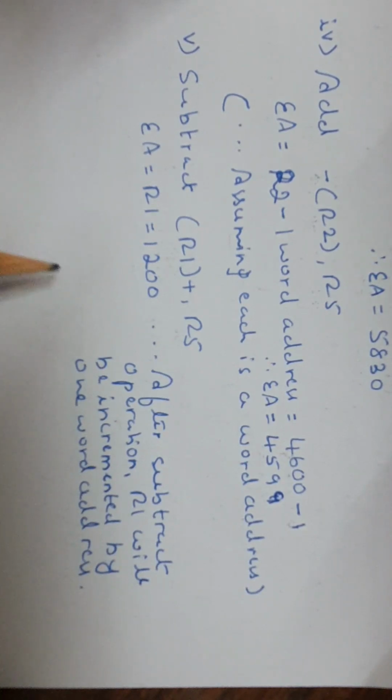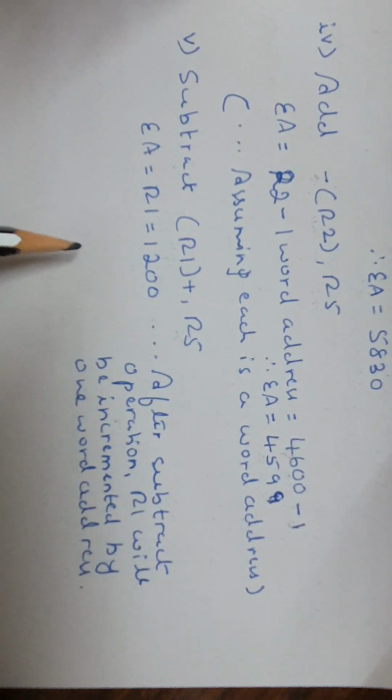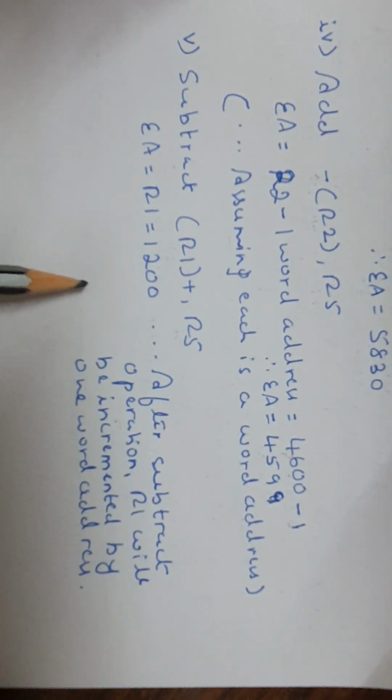Okay. So that completes the solution of question number 6b, which is asked for 7 marks. So this question is based on different addressing modes. 5 instructions are given. They are executed sequentially, one after the other, and in that sequence only we have to go on calculating the operand address. That will be effective address. Okay. So I hope you understood.